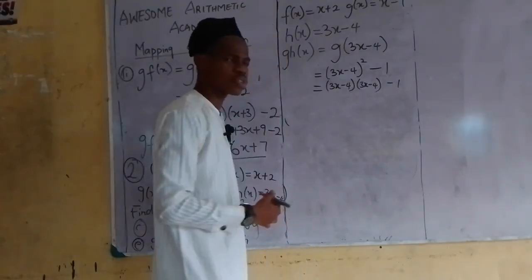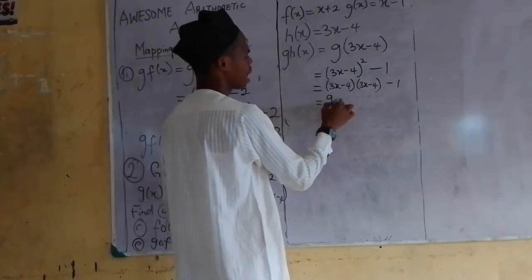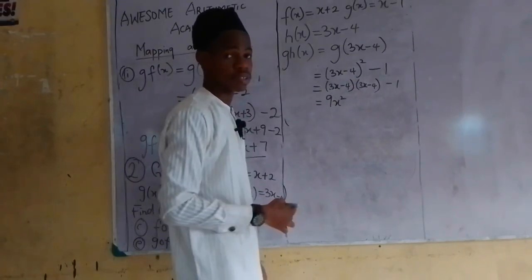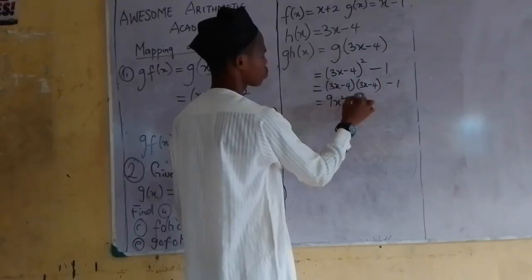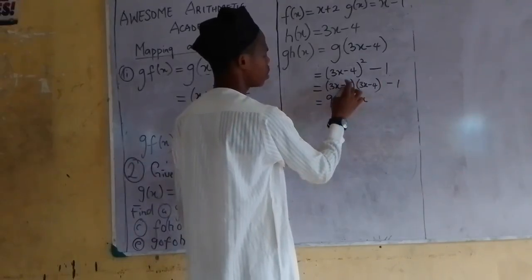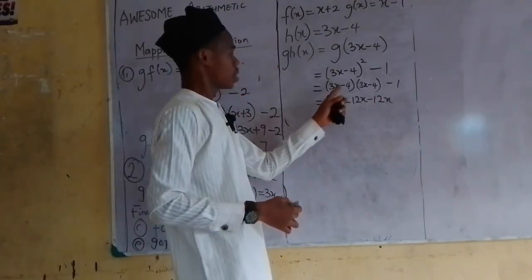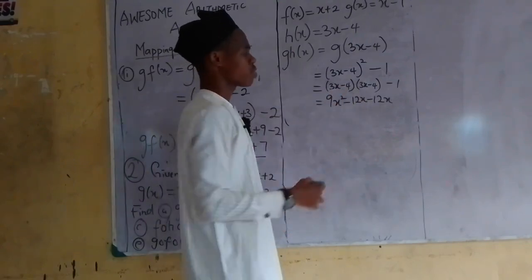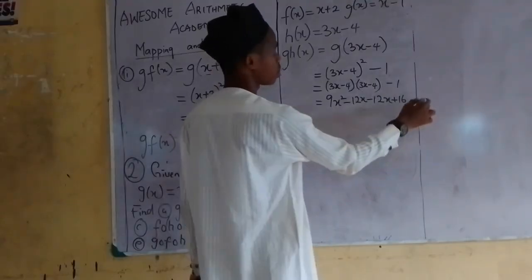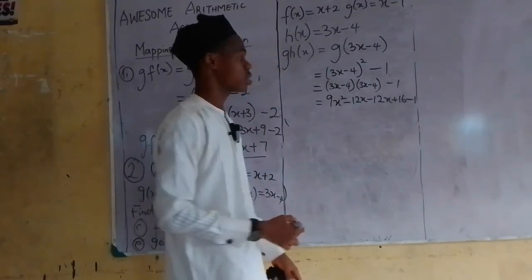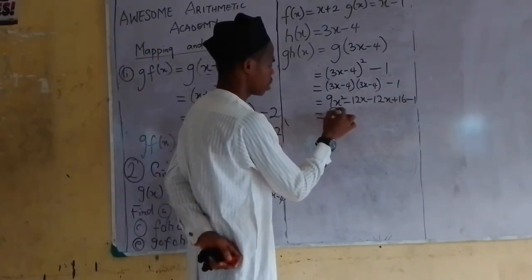Minus 1 now. Let us open this. 3x times 3x will give us what? 9x squared. Right? 3x times minus 4 will give me minus 3 times 4 is 12, that will be minus 12x. Minus 4 times 3x will be the same thing, minus 12x again, right? Minus 4 times minus 4 will give me plus 16. Then don't forget the minus 1 outside. That will give me minus 1. Right? So now, let us finish this.